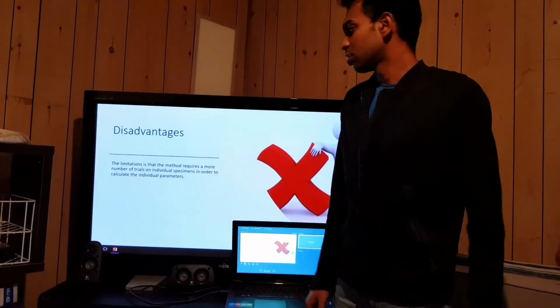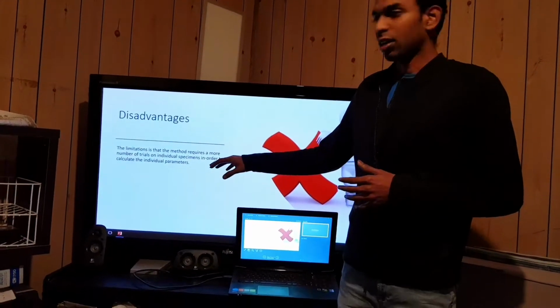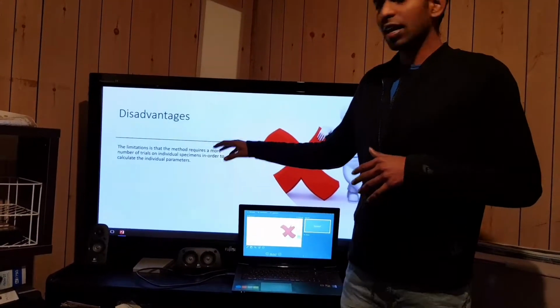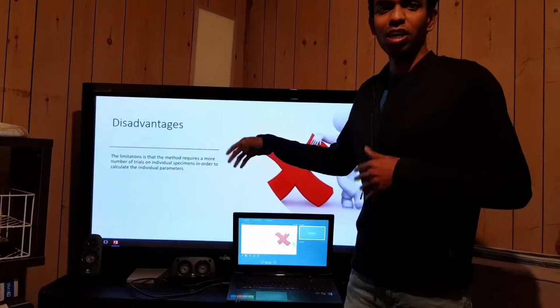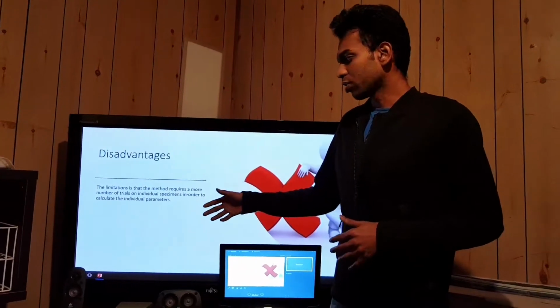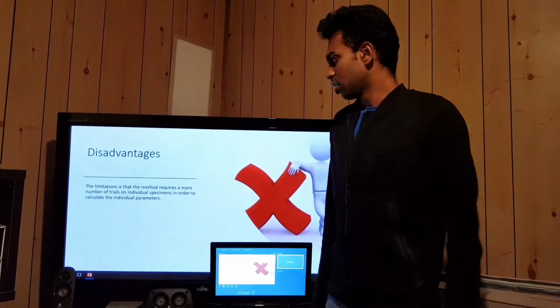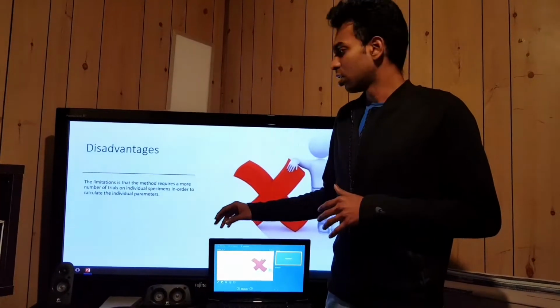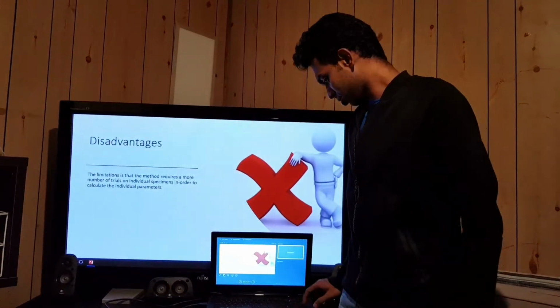The disadvantages. The limitations of this are that it requires a lot of individual tries for the specimens in order to calculate the parameters, and so this is a lengthy process which requires more trials.